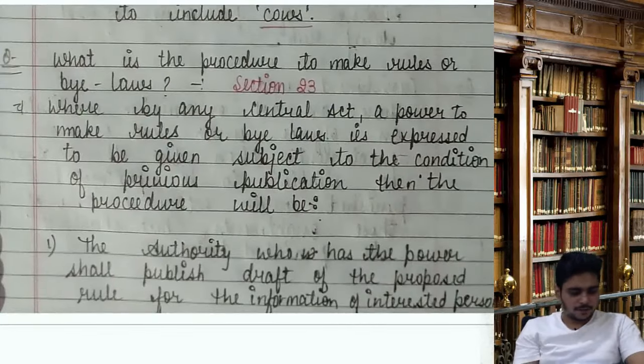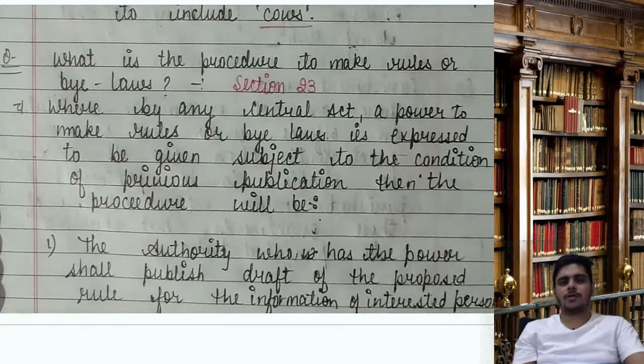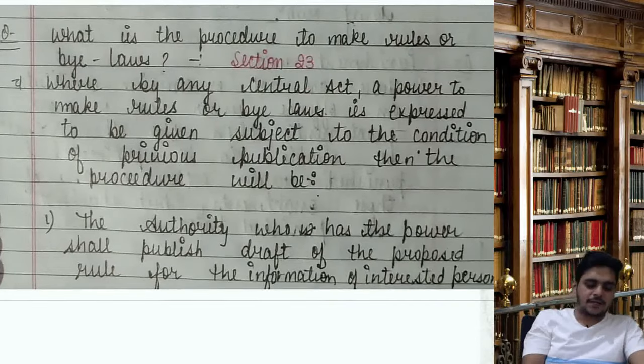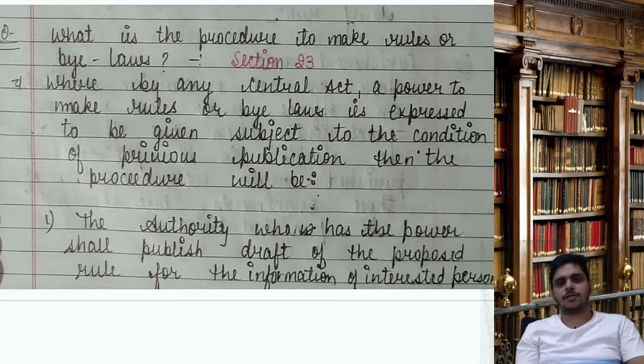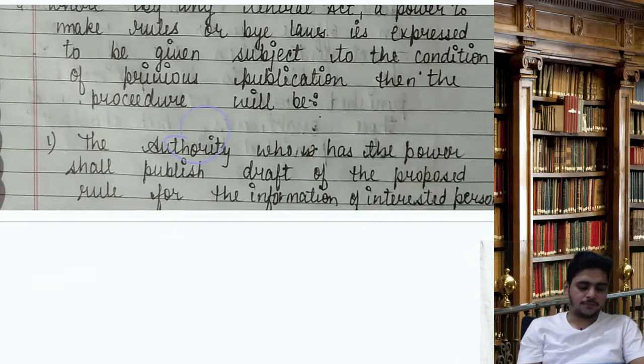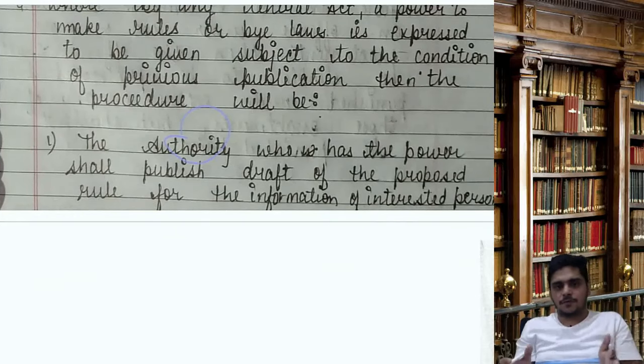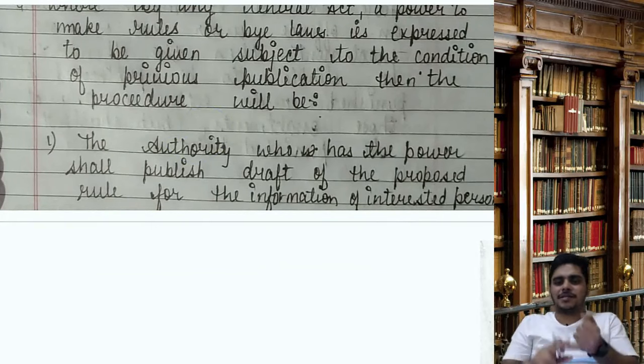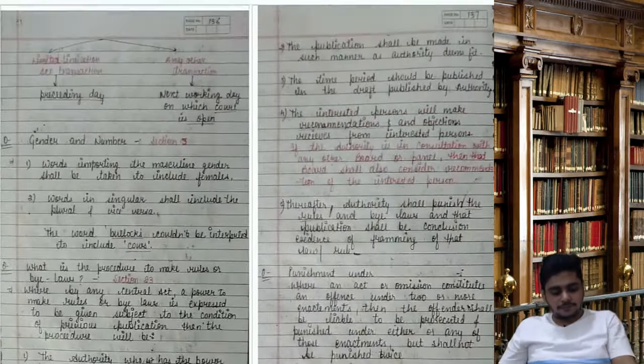Now, what is the procedure to make rules or bylaws? Imagine if ICAI came up with a new notification, we are bringing the new law. So what is the procedure generally? Where any central power to make rules or bylaws is expressed to be given subject to the condition of previous publication, then the procedure to be followed is this. First, the authority has the power to publish the draft of the proposed rules for the information of the interested persons, like all the stakeholders. ICAI students were there, CAs were there, government was there. Whatever comment you have, please tell us the comment.